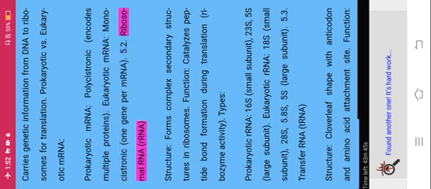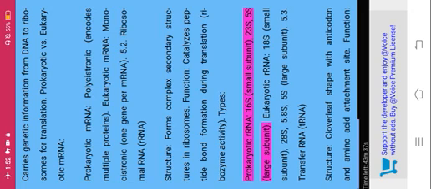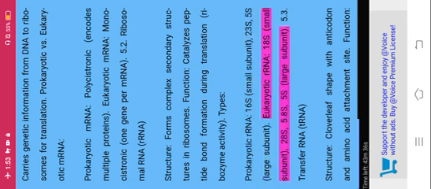5.2. Ribosomal RNA, rRNA. Structure: forms complex secondary structures in ribosomes. Function: catalyzes peptide bond formation during translation, showing ribozyme activity. Types: prokaryotic rRNA is 16S in the small subunit, and 23S and 5S in the large subunit. Eukaryotic rRNA is 18S in the small subunit, and 28S, 5.8S, and 5S in the large subunit.